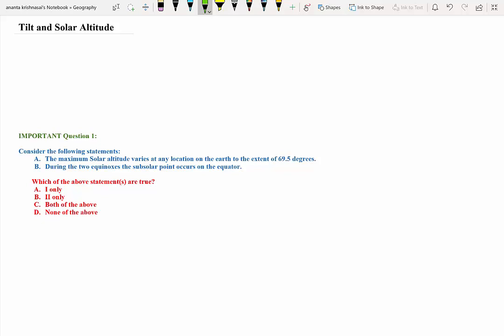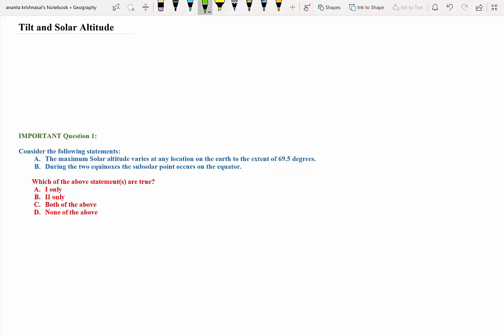First, try to find the answer if you have already completed the syllabus, and if you haven't, try to learn the concept behind these questions such that you can find the right answer. Now look at this particular question related to the tilt and solar altitude as a basic concept of planet Earth. It gives you two fundamental statements, and whether these statements are true or false has to be found out.